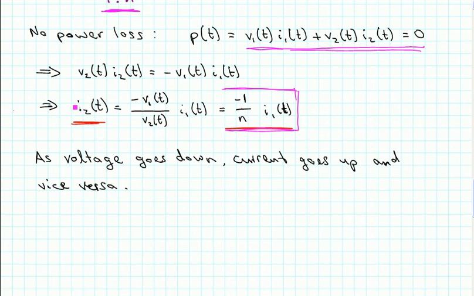In terms of the relationship between V2 of t and V1 of t and I2 of t and I1 of t, what we can state is that as the voltage goes down on either side of the transformer, the current goes up and vice versa.